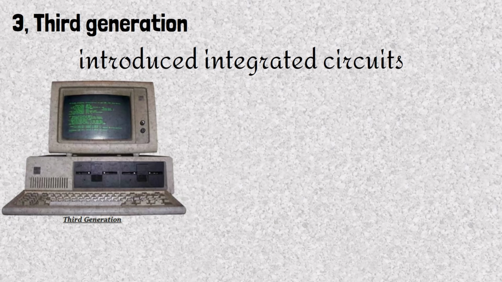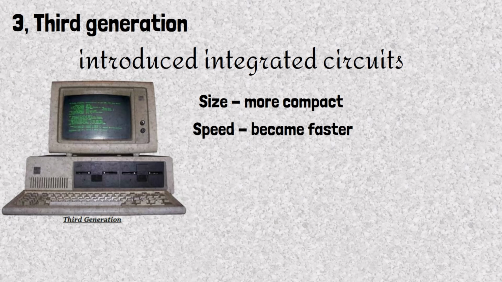Let's see the main points from this generation. The size. This generation of computers has integrated circuits, which allow for more compact and powerful machines, so the size is decreasing compared to the previous generations. The speed. Computers of this generation became faster, able to process data more efficiently. The heat generation. These integrated circuits produced less heat than individual transistors, which led to improved system stability and performance.